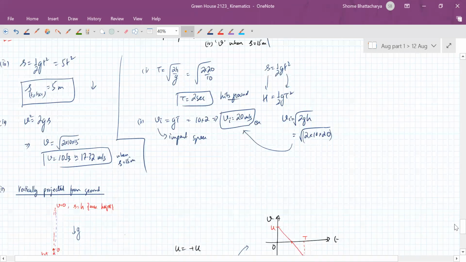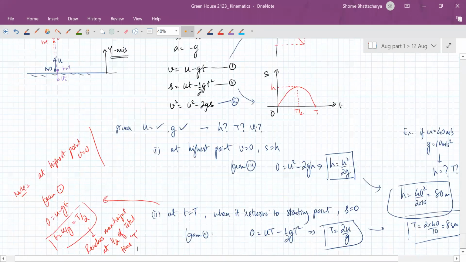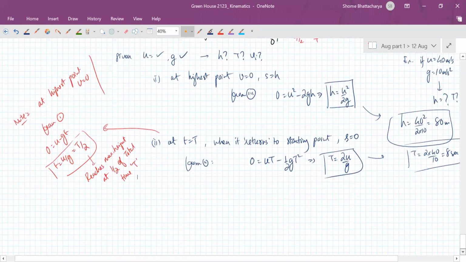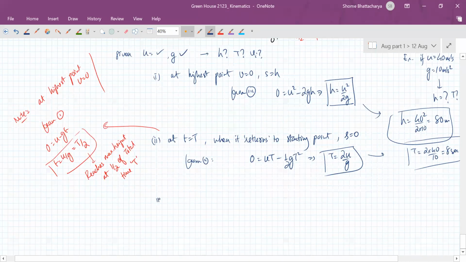Okay, and for impact speed, you can see it's very simple. You just put the value of capital T in equation 1. So at t equal to capital T, V's value will be the impact speed, or the impact velocity we'll see in this case, because it will come with sign. So Vi is equal to U minus Gt. So that is U minus G into 2U by G.